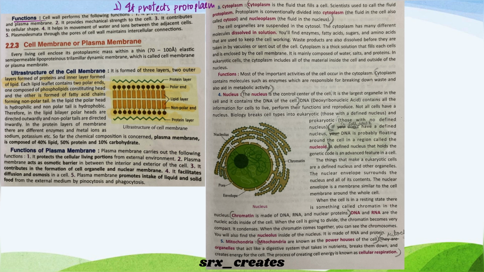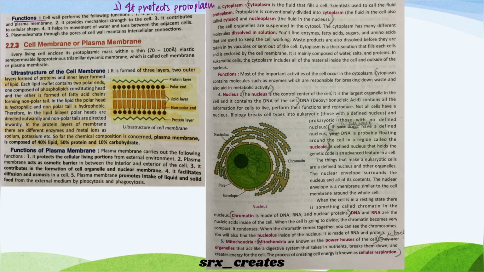See, the chemical composition of the plasma membrane is 40% lipid, 50% protein, 10% carbohydrate. Now there is one word: the lipid polar head is hydrophilic and the non-polar tail is hydrophobic. Philic means loving, so they love water, means this polar head loves water, and this non-polar end is hydrophobic, means it hates water, so it's inside and these are outer, so these love water. Okay, this is a lipid bilayer, means two layers. In the protein layers there are several enzymes, sodium, potassium.